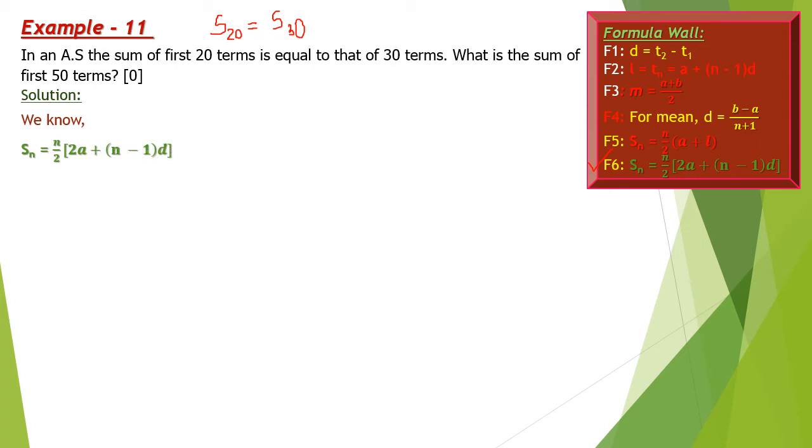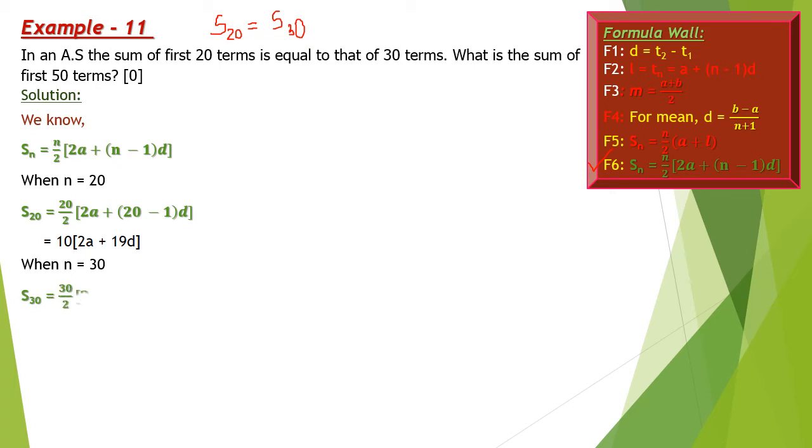When n is equal to 20, now n is replaced by 20, and the value of a and d, we don't have the value of a and d. We don't have the value of S20 also. Leave as it is. Now when n is equal to 30, S30 is equal to 30 by 2, 2a plus (n minus 1)d. We have the value of n as 30. So 15 bracket 2a plus 29d.